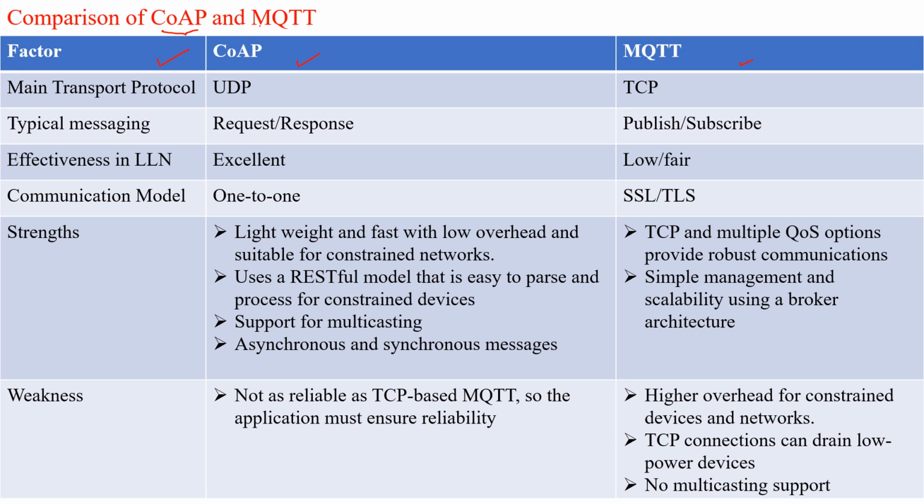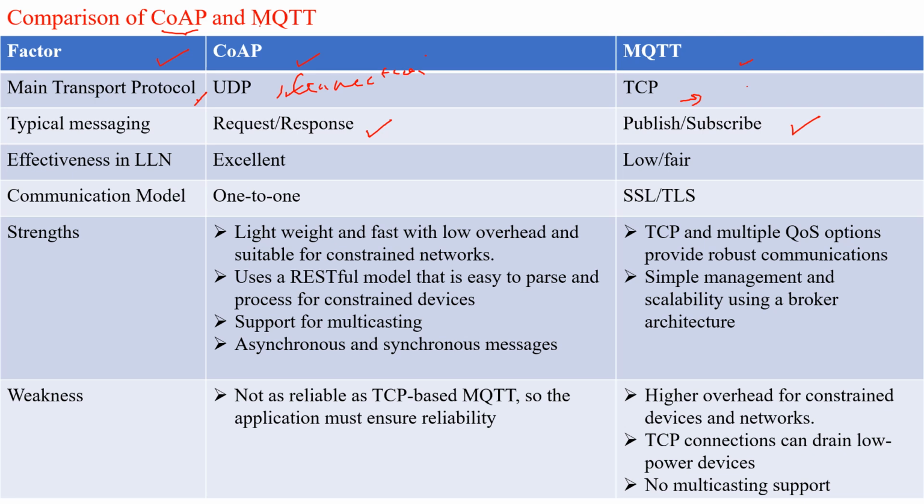So the first factor is the main transport protocol. What is the main transport protocol used in CoAP? It is built over UDP, that is User Datagram Protocol, which is connectionless. And for MQTT, the main transport protocol is TCP, that is Transmission Control Protocol, which is a connection-oriented protocol. Now, typical messaging: CoAP is request-response type of messaging, whereas MQTT is publish-subscribe type of messaging.